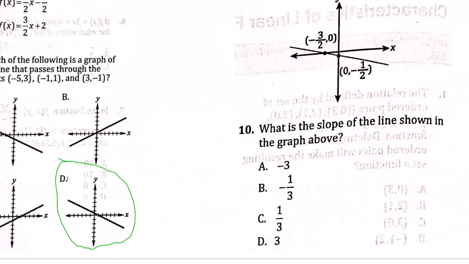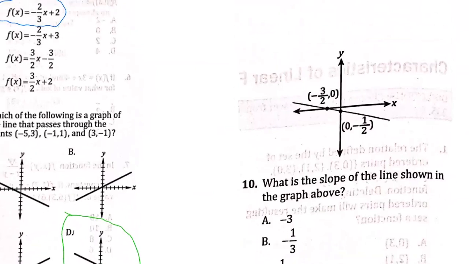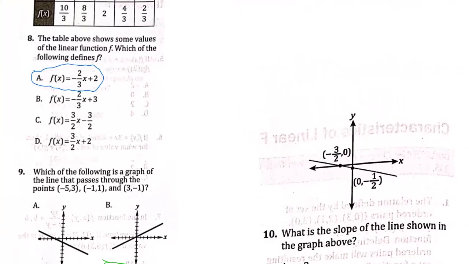Then here, the next one is: what is the slope of the line shown in the graph above? What is the slope? Well, how do you find slope? To find the slope, you have to remember m equals y sub 2 minus y sub 1 over x sub 2 minus x sub 1. And then we just plug in our values, x1, y1, x2, y2. So let's see what we get.